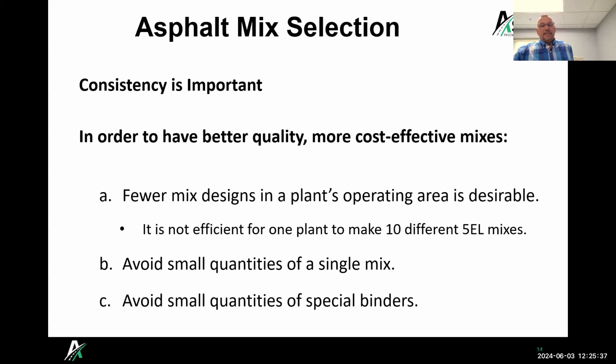Really, consistency is important. Too many mixes in the same operating area of the state can cause problems. If you have one plant that has to make 10 different 5EL mixes because some people are tweaking the mixes or anything like that, that can become an issue. You really want to avoid small quantities of a single mix or small quantities of specialty binders. This gets into pavement design and how you best optimize the mixes that you are specifying.